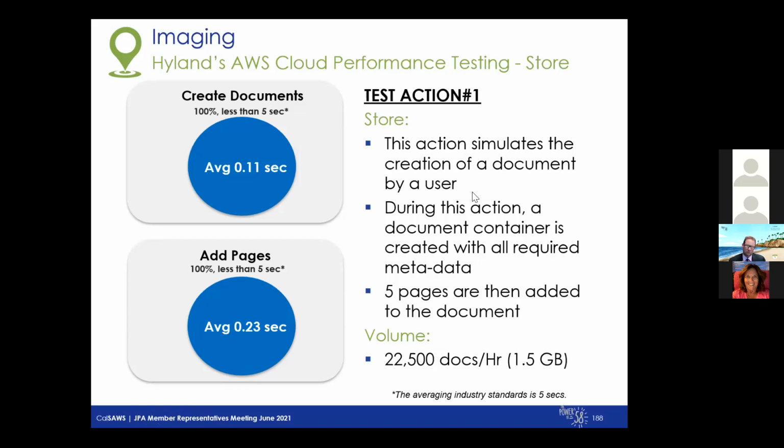And then the next piece is adding all of those pages to the document. So one is creating the shell with the metadata, and the next is adding the 5 pages we used in our continuous testing to that particular document. You can see both of them combined are still showing less than half a second for the average speed. At a rough level, the average industry standard is 100% of these transactions happening in less than 5 seconds.